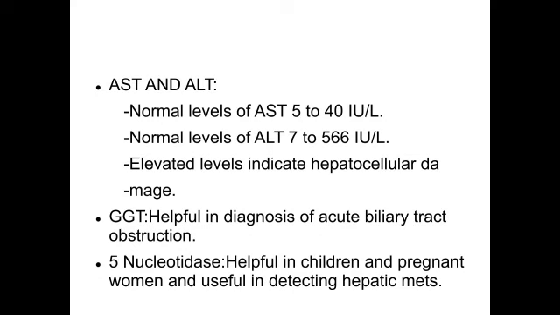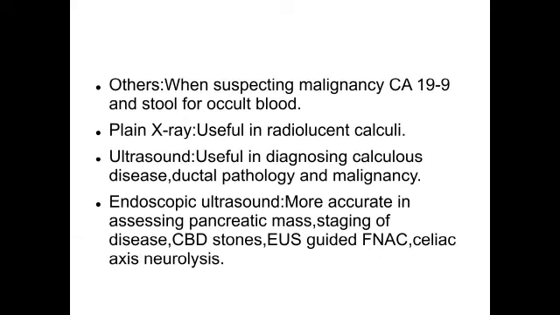AST and ALT, normal levels of AST is 5 to 40 international units per liter. Normal levels of ALT is 7 to 56 international units per liter. Elevated levels indicate hepatocellular damage. GGT helpful in diagnosis of acute biliary tract obstruction. 5 nucleotidase helpful in children and pregnant women and useful in detecting hepatic metastasis. Others include, when suspecting malignancy, CA 19-9, and stool for occult blood is done.